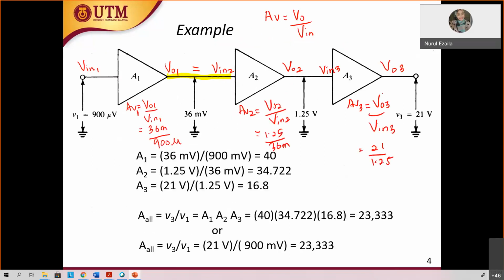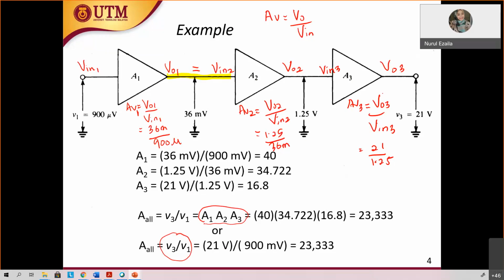So AV equals AV1 times AV2. Or if you want to do it more straightforwardly, the voltage gain is equal to V out 3 over V in 1. Either way works, if you have all the values. If not, then you find each of AV1, AV2, and AV3. If not, then you can use it straight away like this.